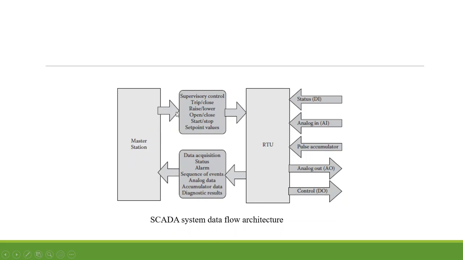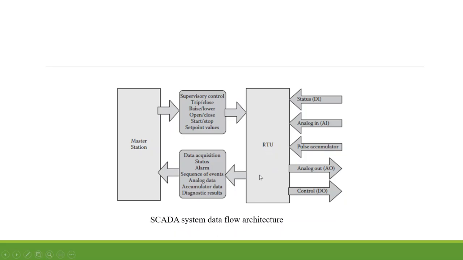So what the master station is going to do is supervisory control with the RTU. You can consider trip or close signals, or raise or lower, it can be voltage, current, etc. Open or close, again start and stop. These are certain control signals. Set point values can be given, because you know in protection they have a significant role. You can change the set point values.